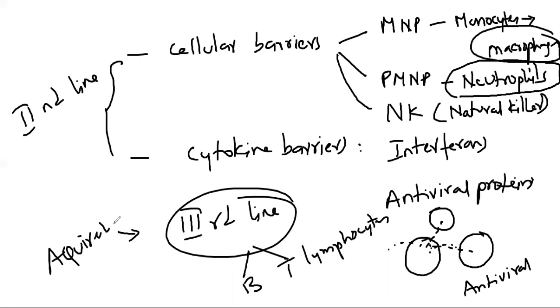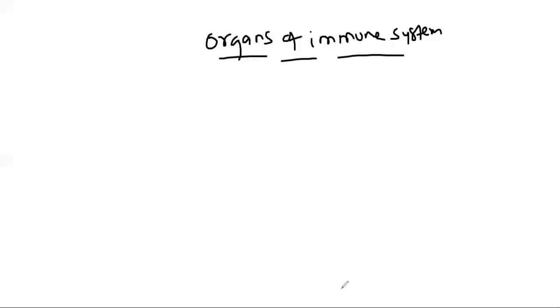let us see the different lymphatic organs found in the human body. Now, organs of the immune system. What are the different organs involved in the immune system?